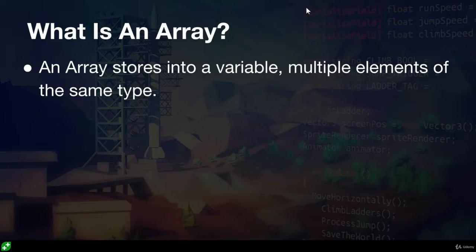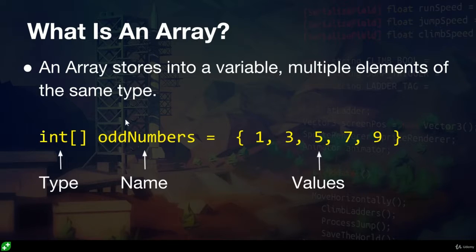So what is an array? An array stores into a variable multiple elements of the same type. Let's have a look at an example of how we could craft an array. We start off with our type, so this is an integer. You can see we have whole numbers down here. Same thing, full numbers, whole numbers. If it was a float as our type, then we would have numbers with decimal places. We could have a string or we could have any other sort of type in here.